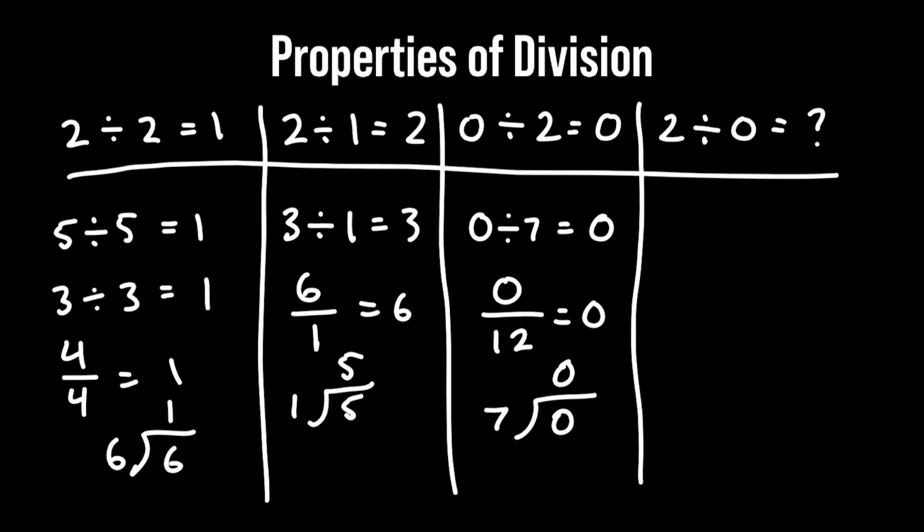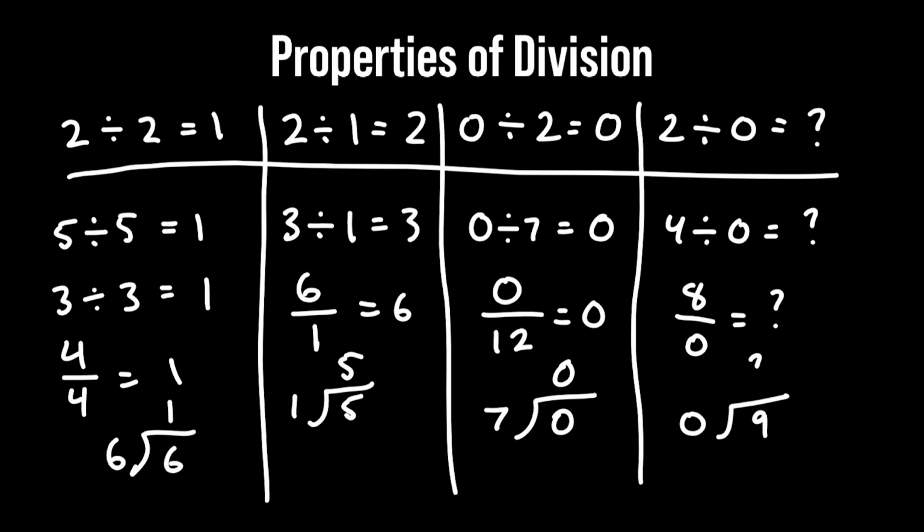And lastly, any number divided by 0 is undefined. Divided by 0 is equal to undefined. 8 divided by 0 is undefined. Try 9 divided by 0 is undefined. So here are 4 properties of division, and that's all you need to know.